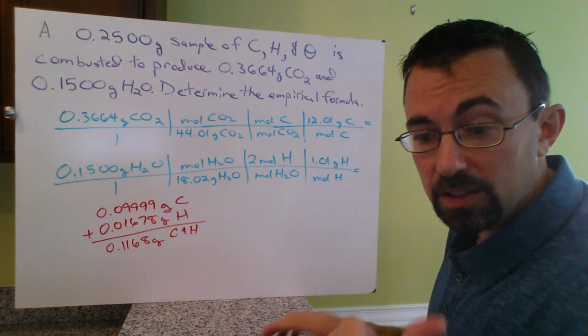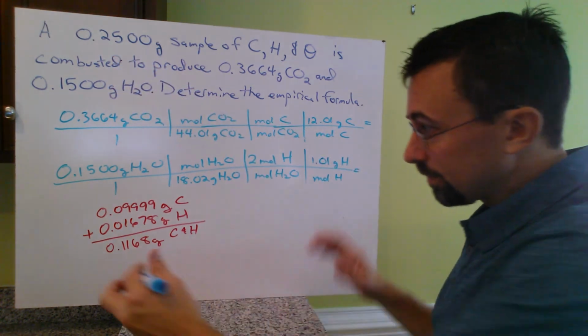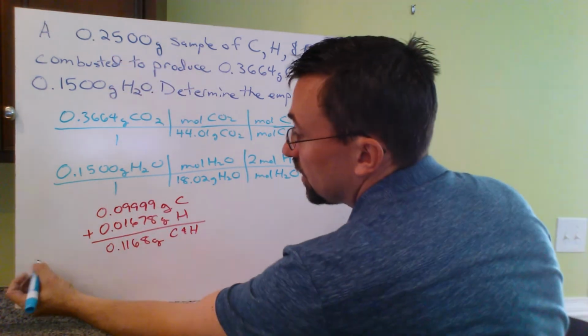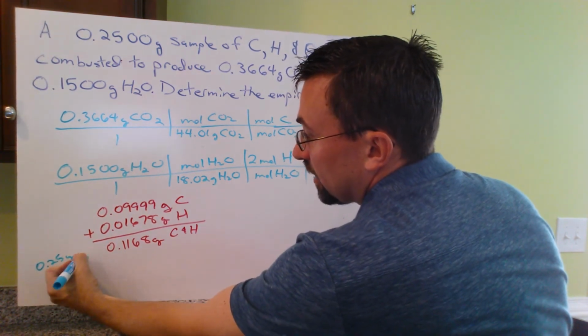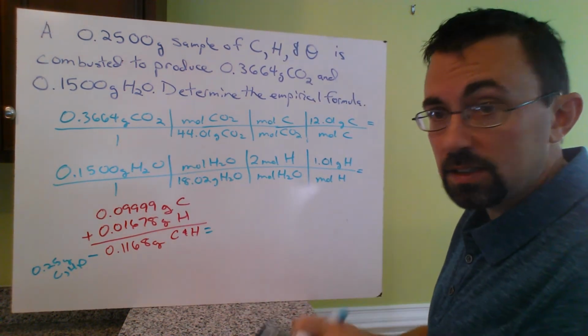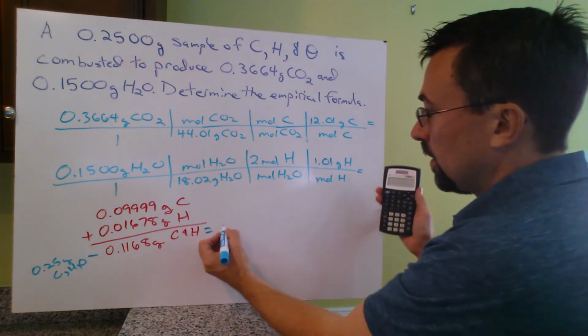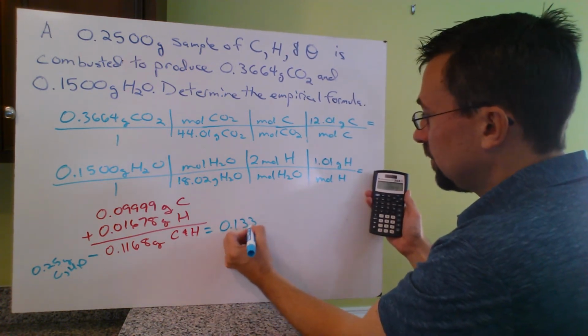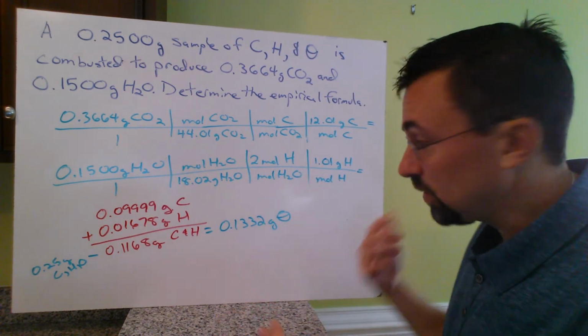Now, we would need to figure out the oxygen. So this is where our starting point comes in. So we know we have 0.25 grams of carbon, hydrogen, and oxygen. So if we subtract out the carbon and the hydrogen, we should be left with just the oxygen. And I get 0.1332 grams of oxygen. Last step is go back to moles.